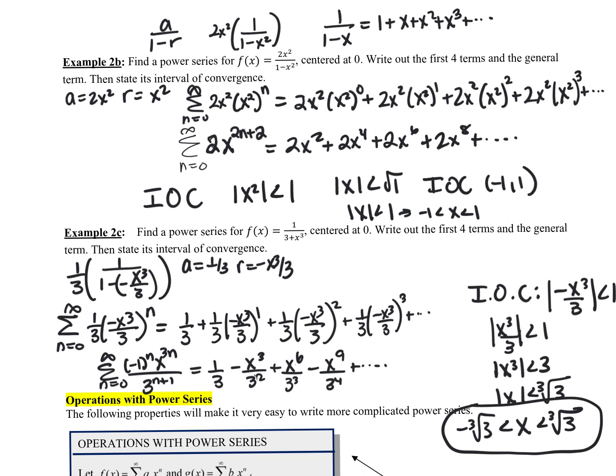Do we need to check endpoints? No. Geometric series is going to diverge here, because you plug those in, you'll get 1 for the absolute value of r, right?